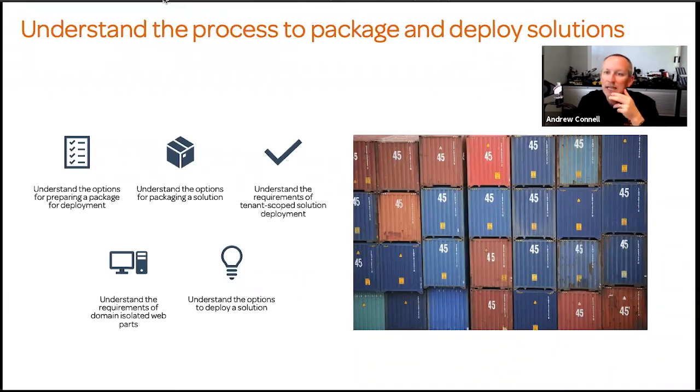You should understand what the different deployment options you have for your component. You can use tenant scoped app catalogs. You can use site collection scoped app catalogs. When you do a tenant scoped app catalog, what does it mean to be a tenant scoped deployment, or tenant wide deployment? What does it mean if I deploy something to my tenant scoped app catalog? Who can use it? Same question: what if I deploy it to my site collection scoped app catalog? Who can use it? Who cannot use it? Stuff like that.